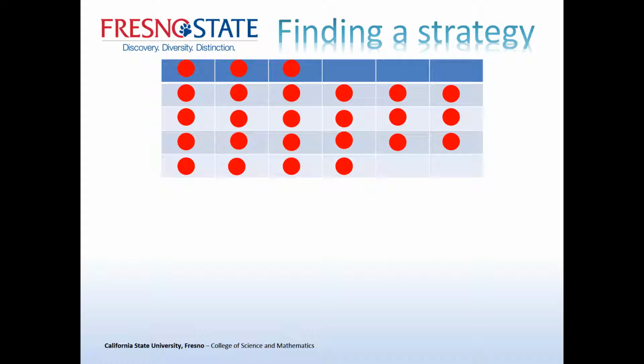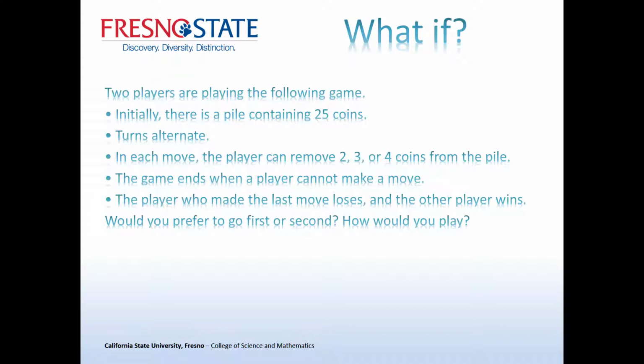In this case, going first and taking 4 coins first, and then responding with a 2, 3, or 4 to each choice the other player makes so that each pair of moves adds up to 6, will make that player win. And so the whole idea is for students to find out for themselves what is going on in the game.